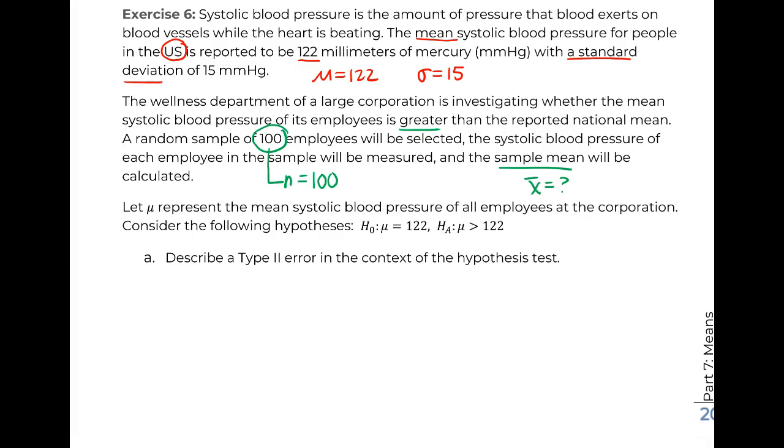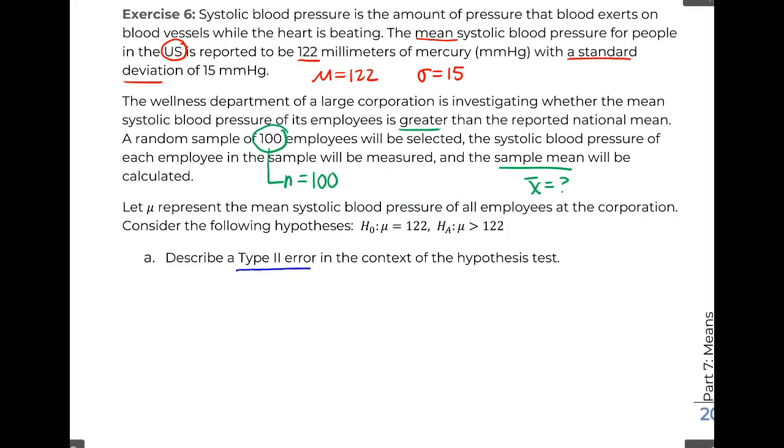Consider the hypotheses. All right, this makes sense, right? We had seen that already. We saw the greater than. We were ahead of the game here. So we want to know, is all employees different than all people in the U.S.? So our first question here asks us to describe a type 2 error in context.